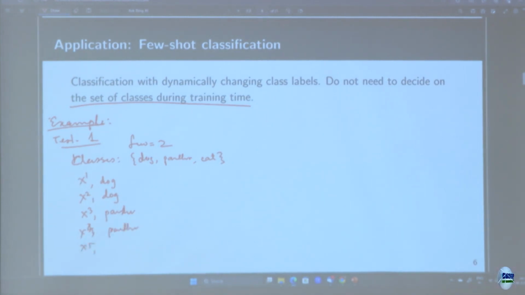And two examples of cat. So for each of the class labels you provide a few examples. So another test scenario could be, and now you will be given a new X star and you want to choose which of these three classes this X star object belongs to.